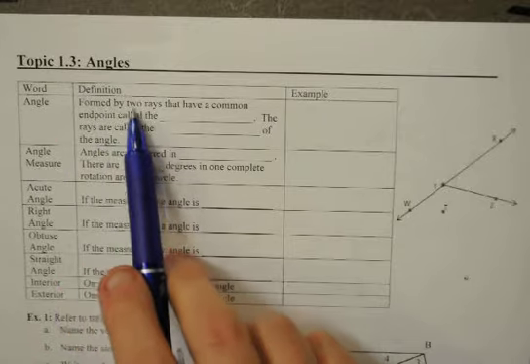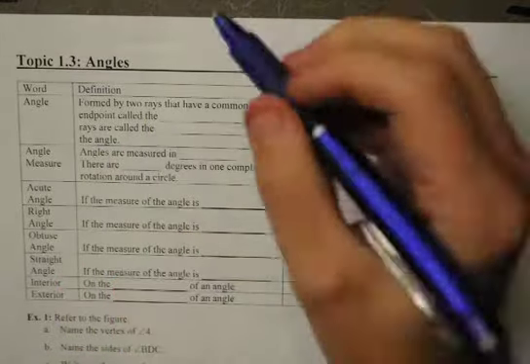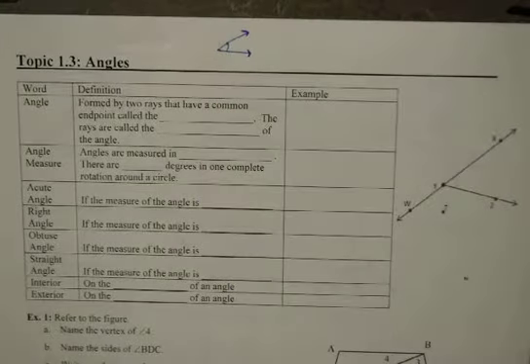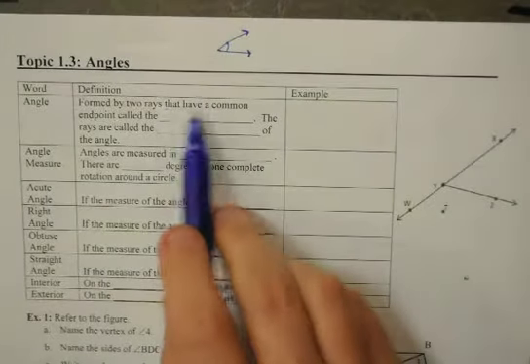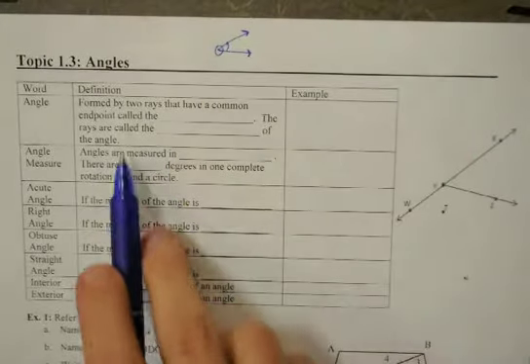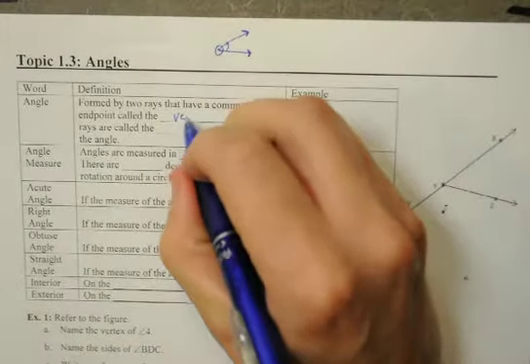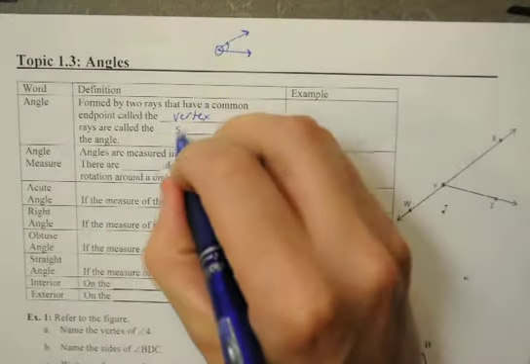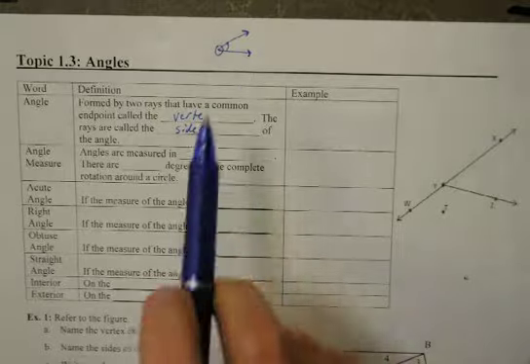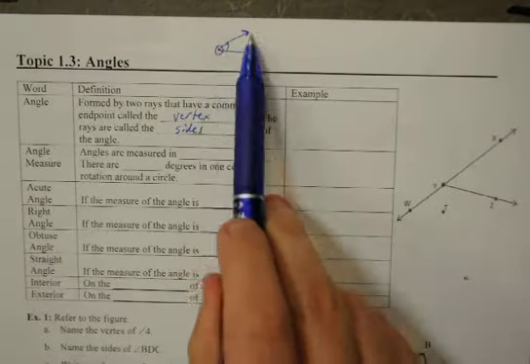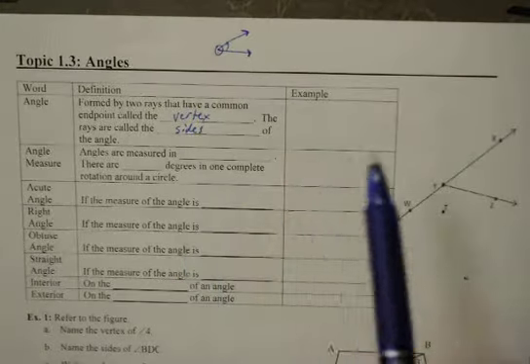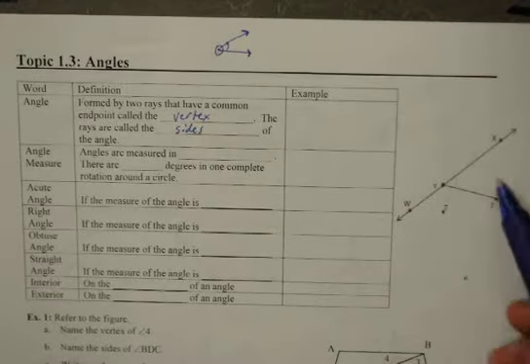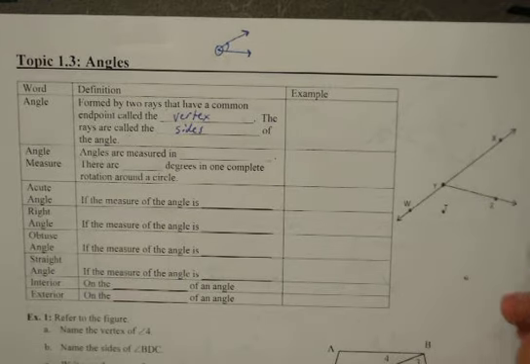An angle is formed by two rays. You take one ray, you take another ray, and you've got an angle that has a common endpoint called the vertex. The rays are called the sides. So an angle is made up of a vertex and two sides. The sides are called sides of rays. An example in this picture of an angle, we could write angle.